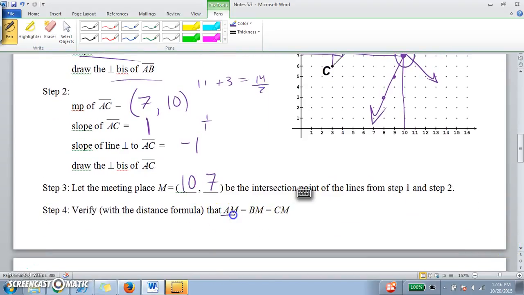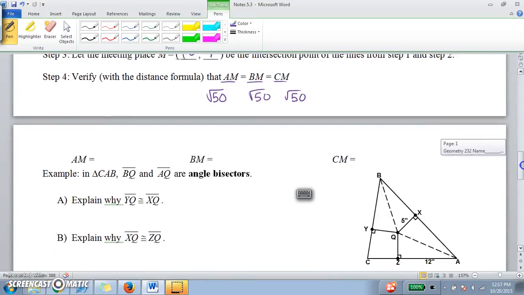Verify using the distance formula that the distance from A to that point that we just found, B to that point, and C to that point is the same. If we plug this in the distance formula, we get that each of them is the square root of 50. If you need help on the distance formula, please see one of the previous videos.